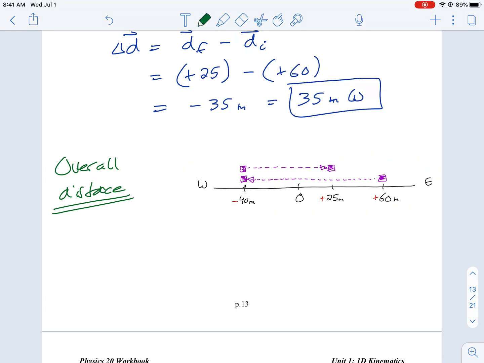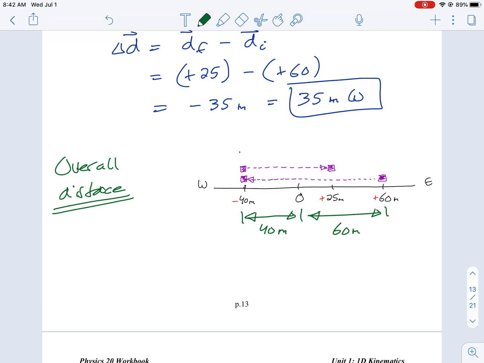All right, so I'm going to break it into sections. The first part of the motion goes from here to here. So how far was that? Well, that would be 60 meters in length. And then the next part of the motion went from here to here. How far is that? Well, that's 40 meters. And again, no negatives, just magnitudes for distance.